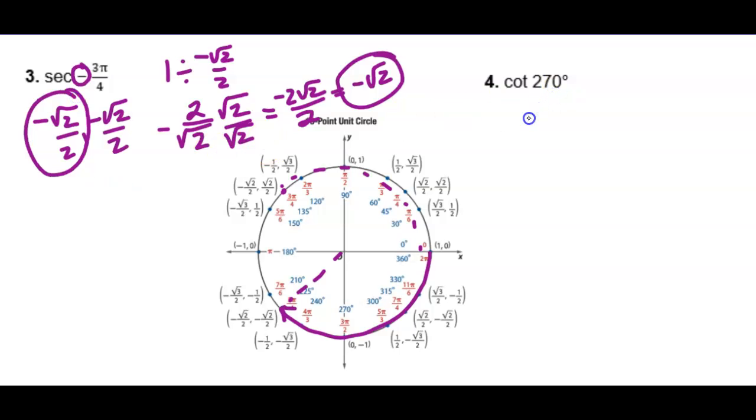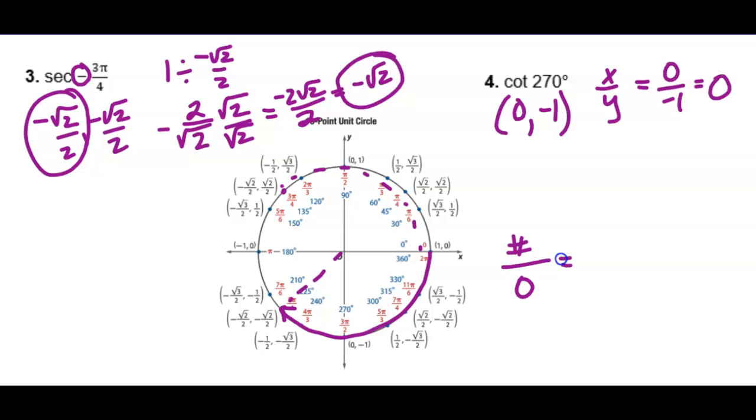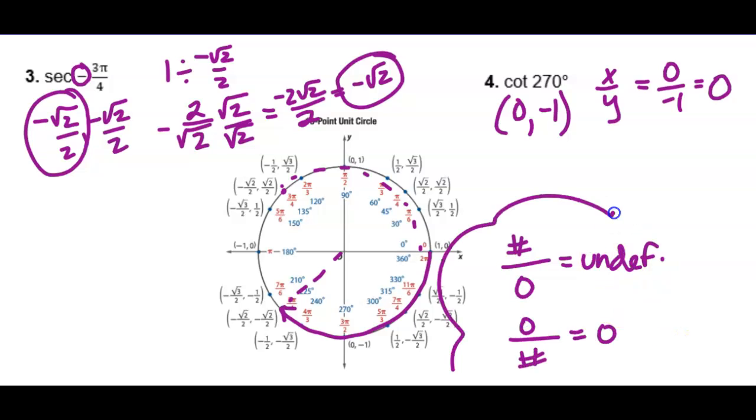Cotangent of 270. Well, 270 is right down here. So we have the ordered pair 0, negative 1. Cotangent, you got to memorize this one. Cotangent is x over y, so it's 0 over negative 1. Guys, I cannot tell you how important it is right now that you know when you have 0 over something, you can divide on your calculator if you need to, but you should get 0. When the 0 is underneath, it's undefined, okay? So if you have a number divided by 0, that's undefined. But if you have 0 divided by some number, you get 0. Make sure you know that.